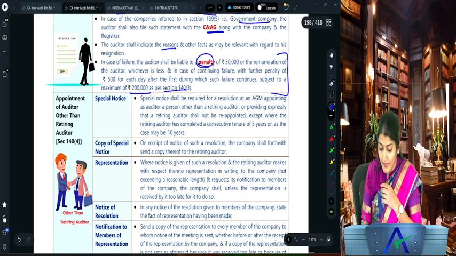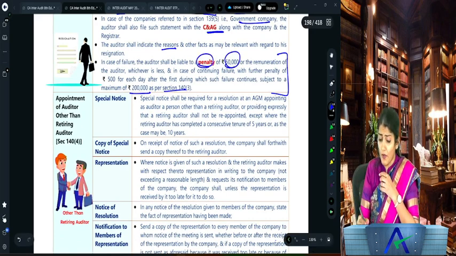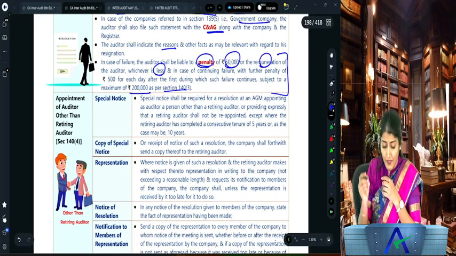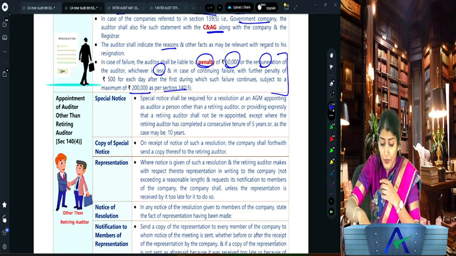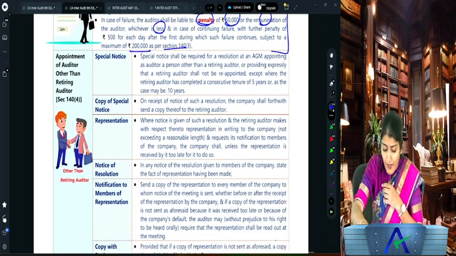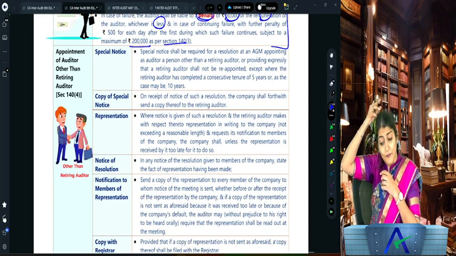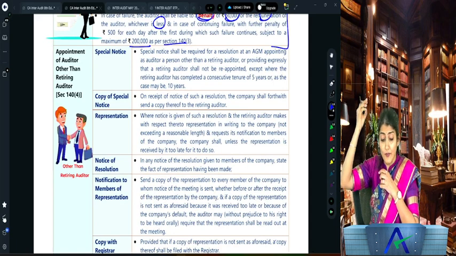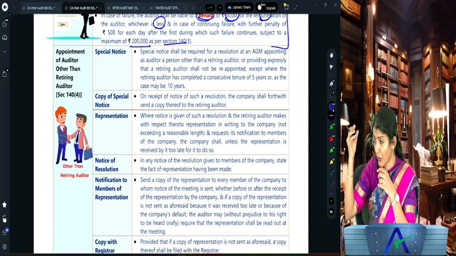And what is the penalty? 50,000 or the remuneration of the auditor, whichever is less. And in case of continuing default, a further penalty of 500 for each day after the first day during which such failure continues, subject to a maximum of 2 lakh rupees.